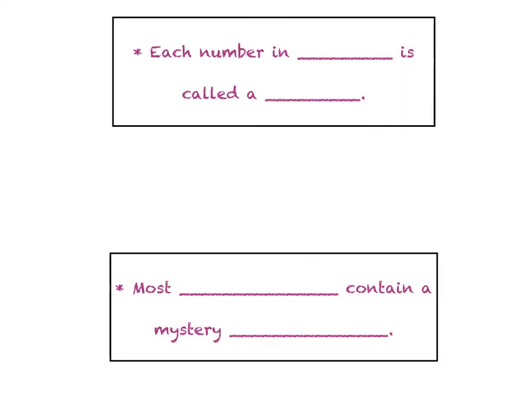Couple more important things to jot down in our notebook, and if I go a little too fast, I really encourage you to make good use of that pause button so you can keep a great notebook with all this stuff included. Each number in that list is called a term. So we want to just make sure we're using the correct vocabulary.